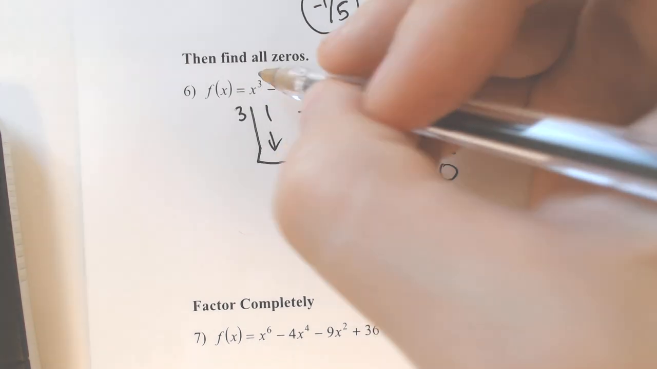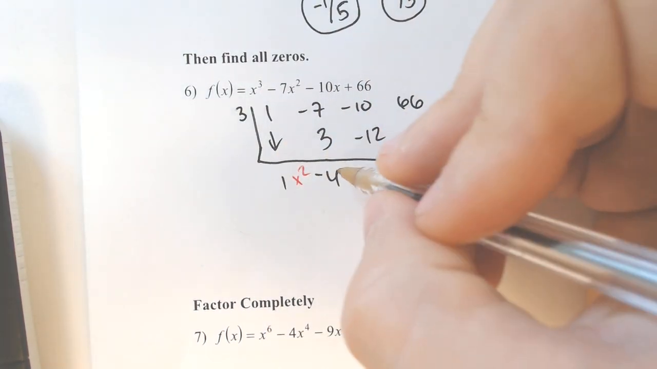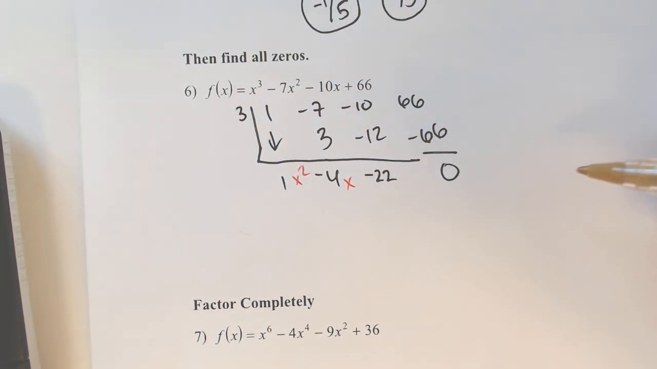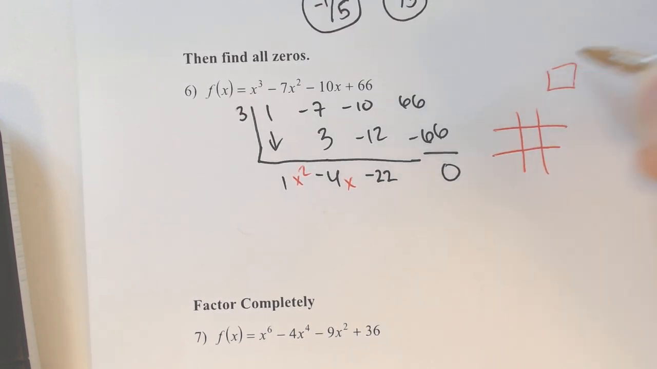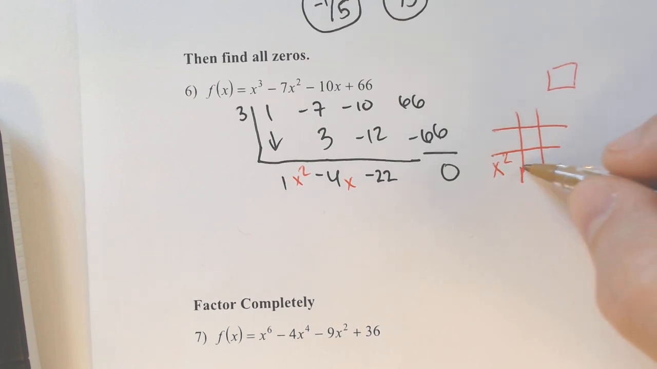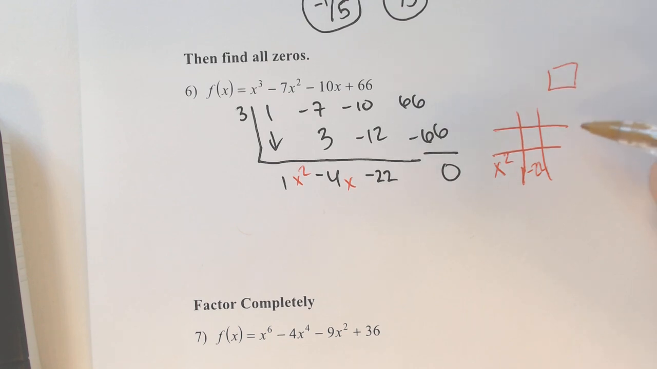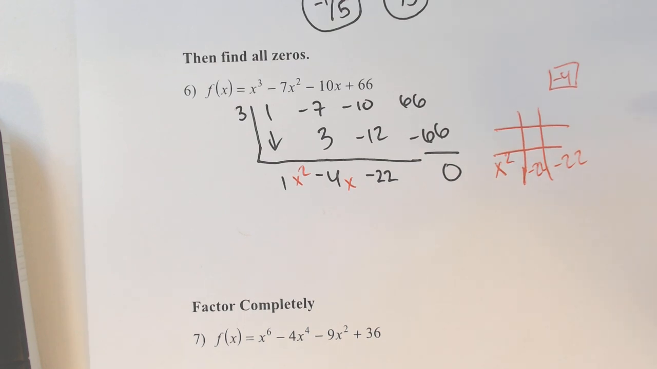From here, it went from x to the third to now x squared minus 4x minus 22, which I also think will factor. And if it factors, hooray, because then I don't have to use the quadratic formula. I promise you, on your test, you will probably have the quadratic formula at some point, though. What multiplies to -22 but adds to -4? Anything? Oh no. Does it not factor?